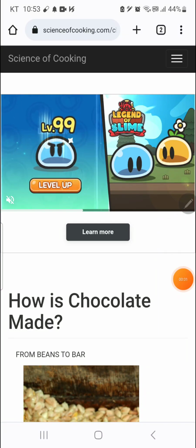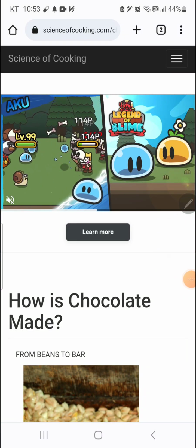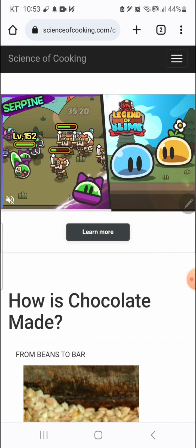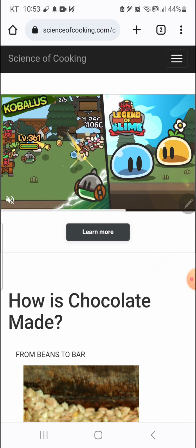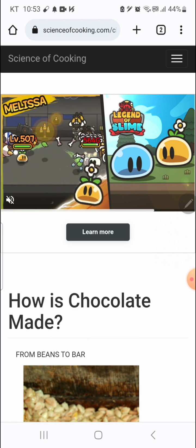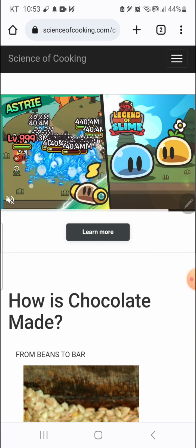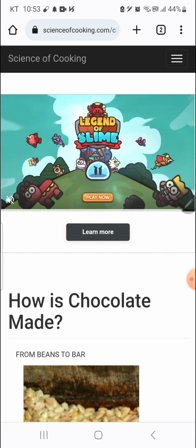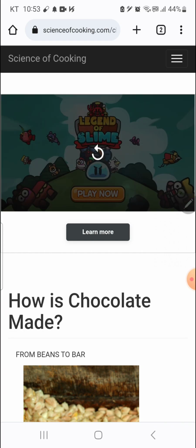Hello, today is 26th March 2023. It's a Sunday and it's about 11 o'clock in the evening. Before I go to bed, I would like to learn more about how chocolate is made.